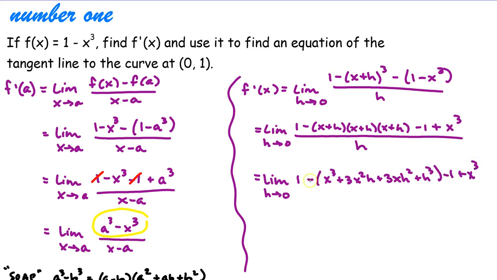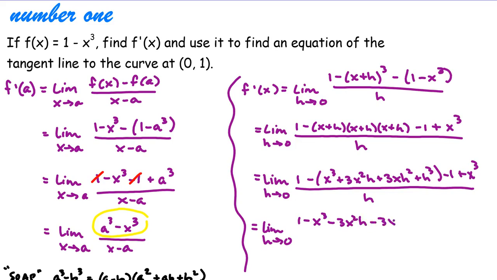Now I'm ready to distribute the minus sign. Remember to keep your limit notation throughout the problem. So we have 1 minus x cubed minus 3x squared h minus 3x h squared minus h cubed minus 1 plus x cubed all over h. Okay, what cancels? Well, we have 1 minus 1, and we have minus x cubed plus x cubed.